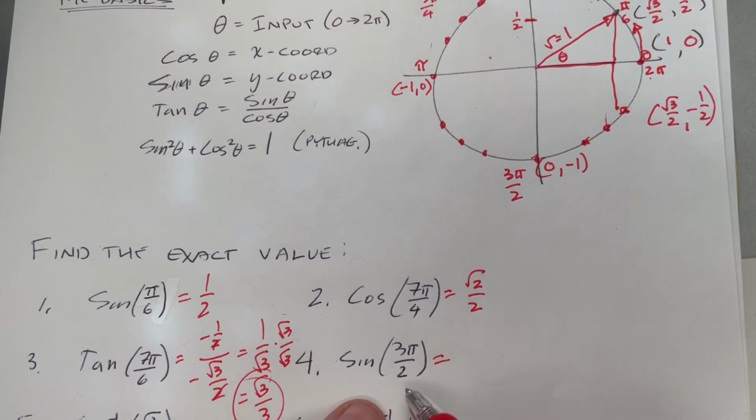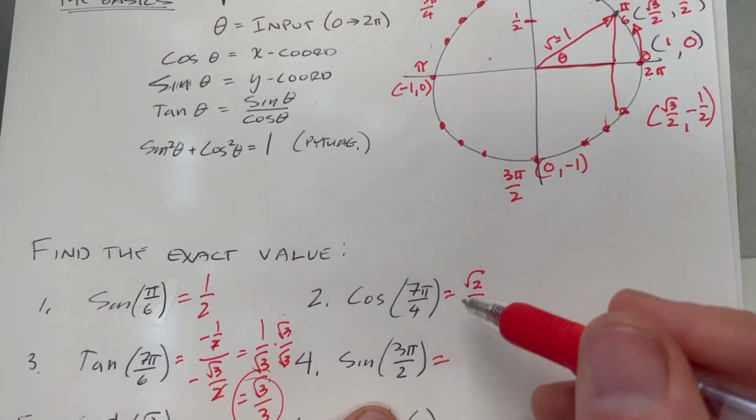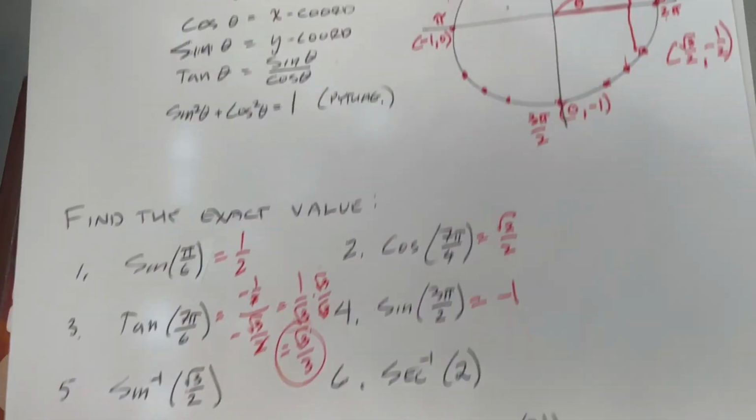And some books might want you to do it that way. Again, another quick practice problem. Pause and try this. Oh, that's just 3 pi over 2. The sine value is the down amount, so that's negative 1.